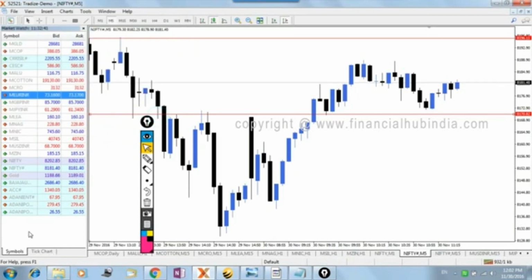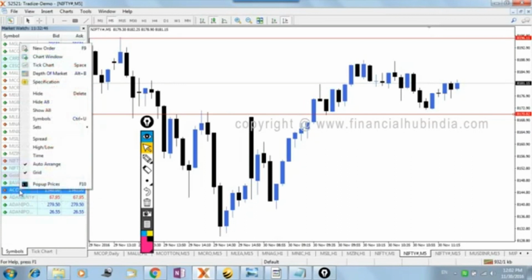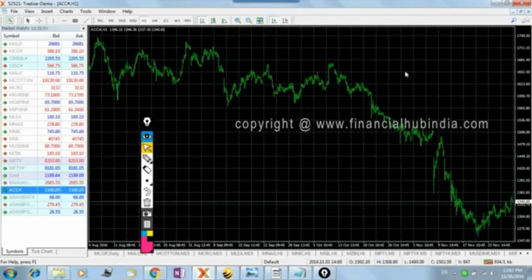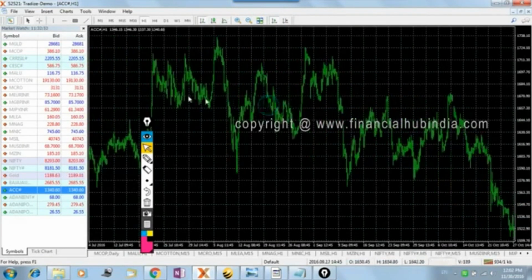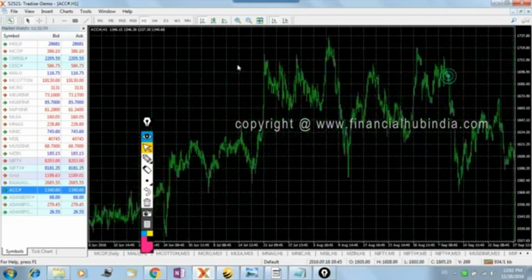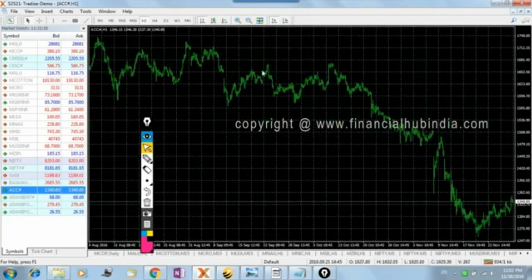Okay, so now right click on any of the charts, for example ACC, open chart. Sorry, chart window. You'll have to click chart window. So this will give you the chart. This is the picture you see, it comes by default like this. So you need to set it up.